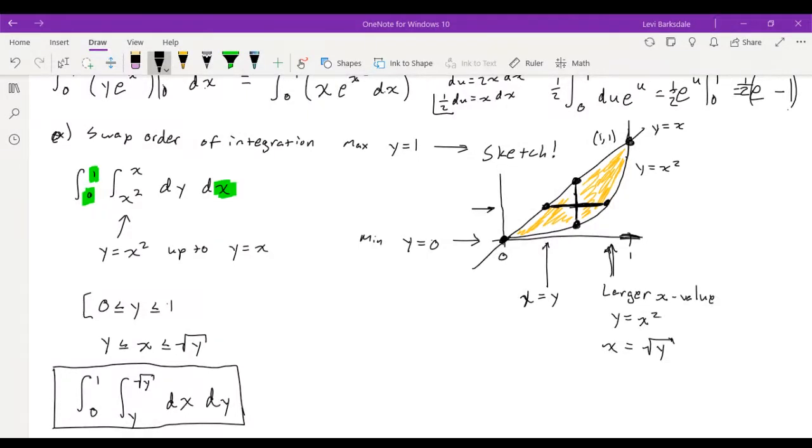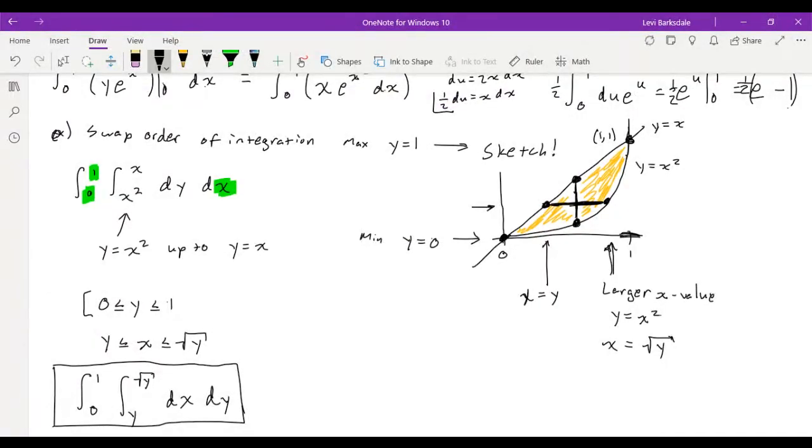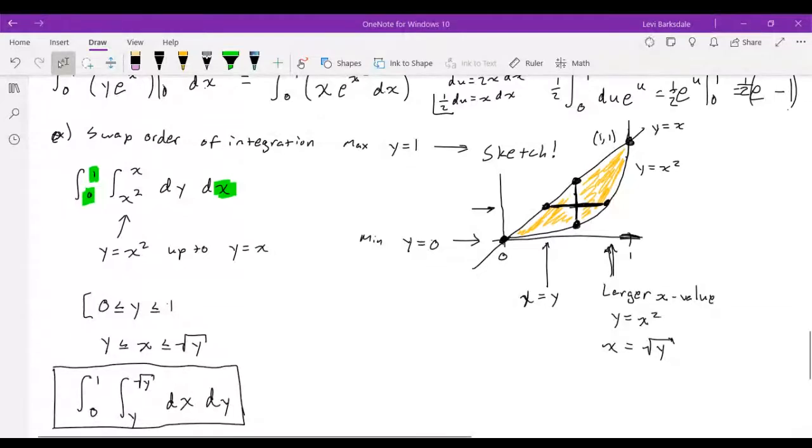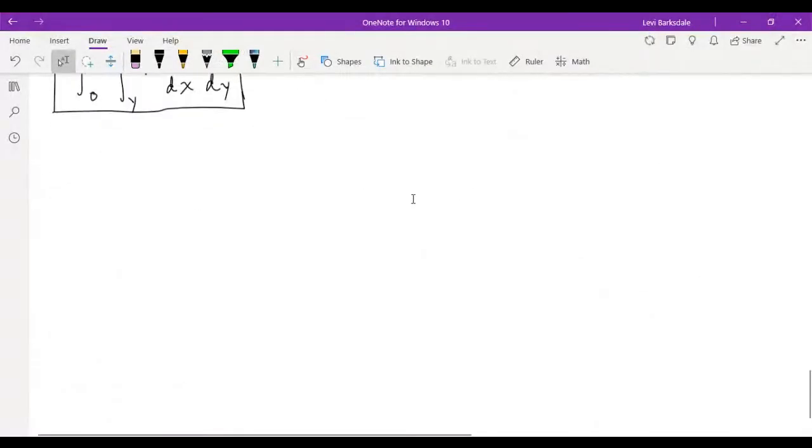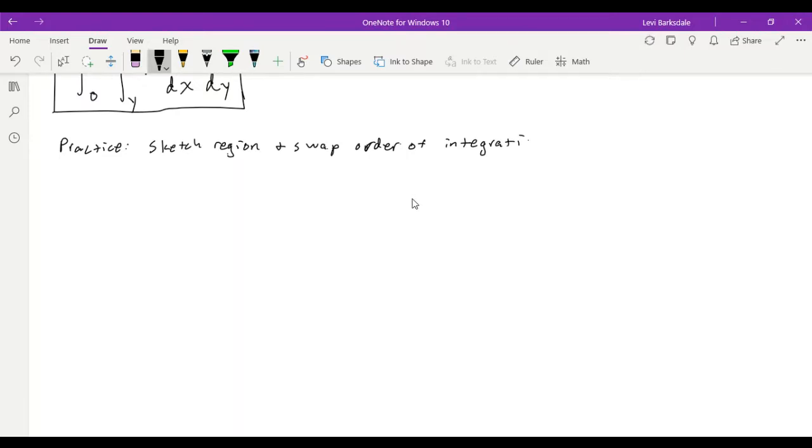All right. In that case, I'll go ahead and give you a couple of practice problems. There are going to be a couple more practice problems on this than on most of the other topics because I think this is probably the most important thing we're covering today. So for practice, just sketch the region and then swap the order of integration. Don't actually evaluate the integral, because there is no point.